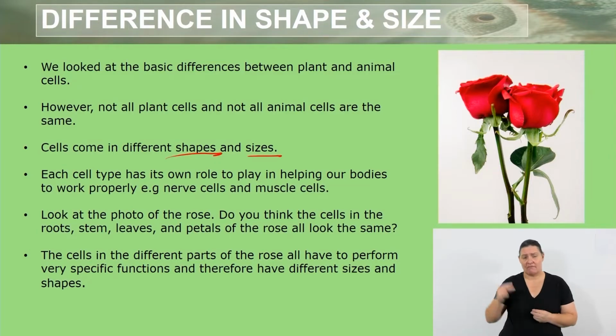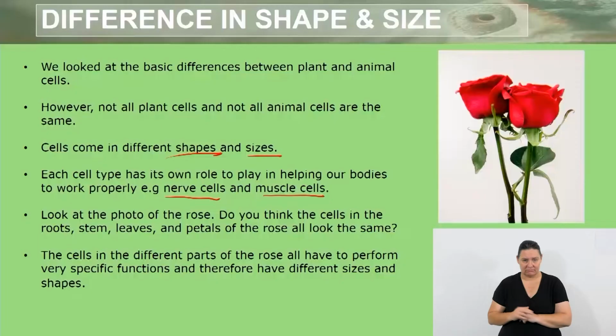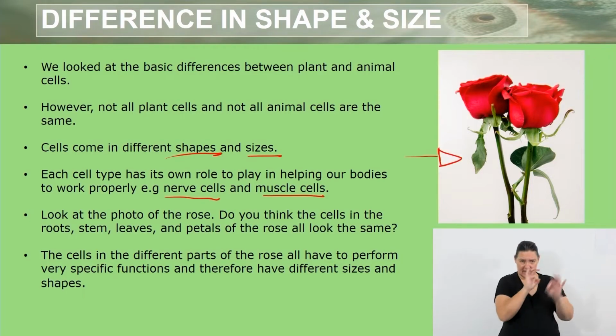For example, we have nerve cells and muscle cells. So even though they are found in your body, they play different roles. As a result, they have different shapes and different sizes. So look at the photo of the roses alongside just here. Do you think that the cells in the roots, the stems, the leaves, and the petals of these roses look the same?